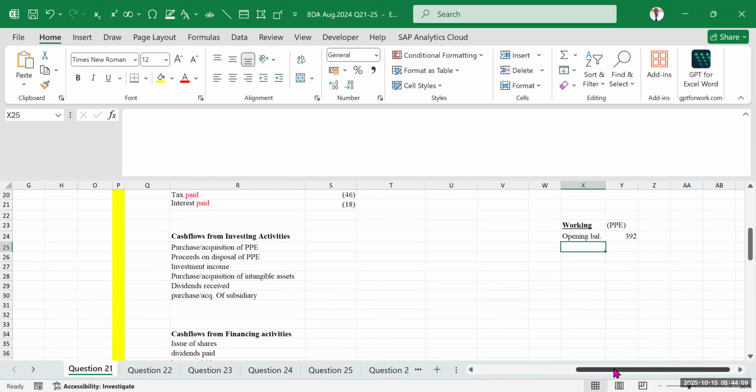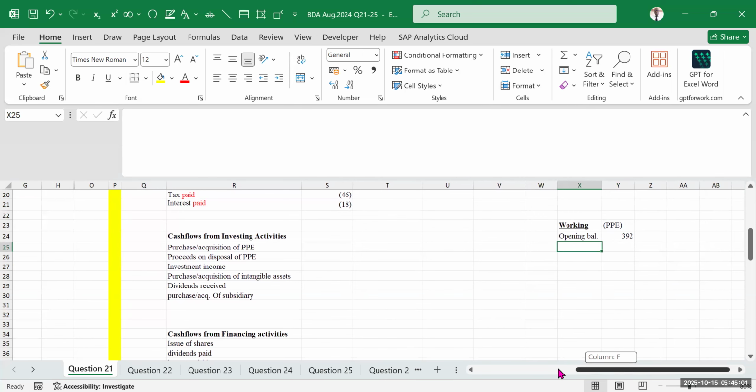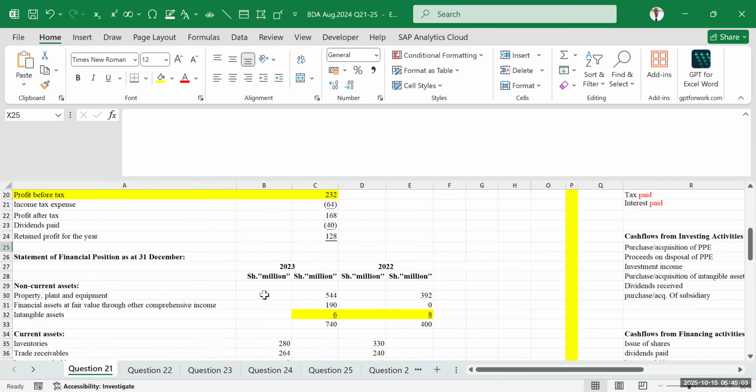Now let's start with addition. Was there any PPE element that was purchased? How do we know that? If you follow the PPE account from the way it appears, in 2022 it was 392, but in 2023 it is 544. So it is highly likely that there were some additions of PPE elements on the PPE line.